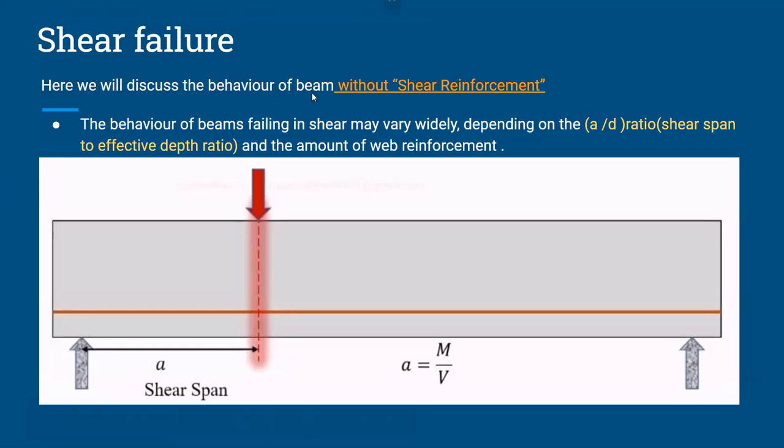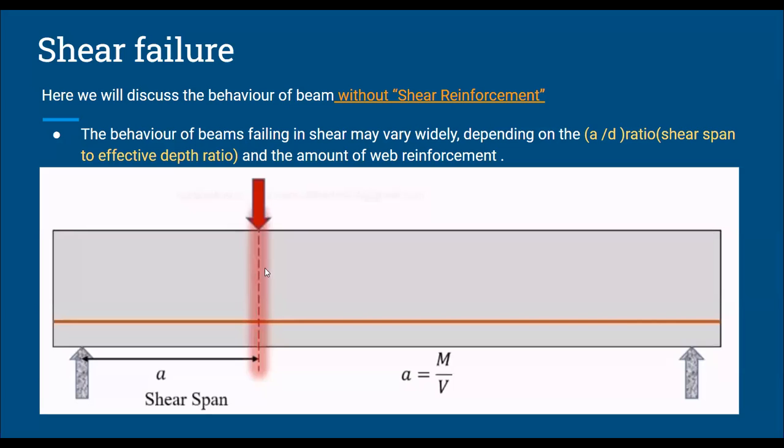Next we will be dealing with shear failure. If we have not given shear reinforcement, how will the beam behave, and how has the IS code codified it, how the IS code has referenced it. Let's see. Here we'll discuss the behavior of the beam without shear reinforcement. The behavior of the beam failing in shear may vary widely depending on the ratio of a by d. Here a is the shear span, which is roughly M by V, bending moment by shear force, to the effective depth and the amount of web reinforcement.